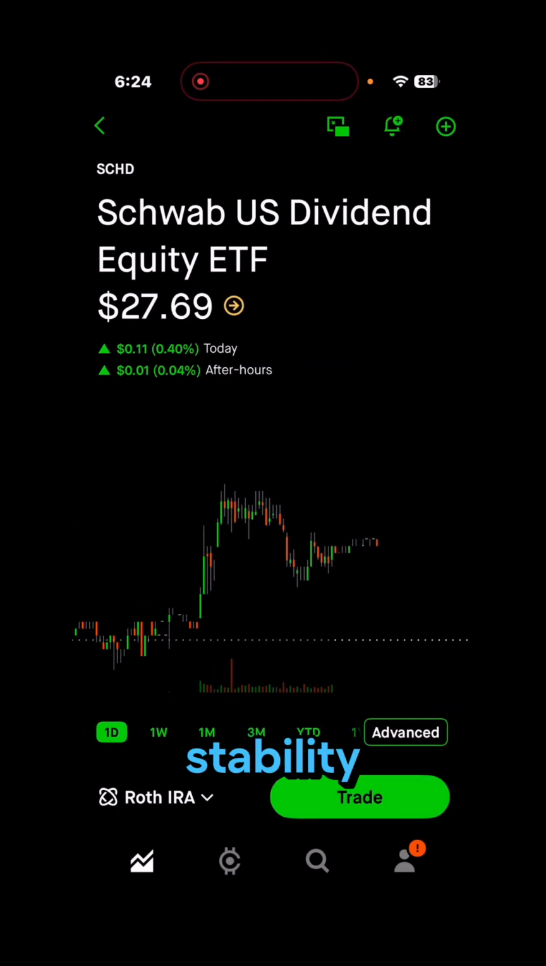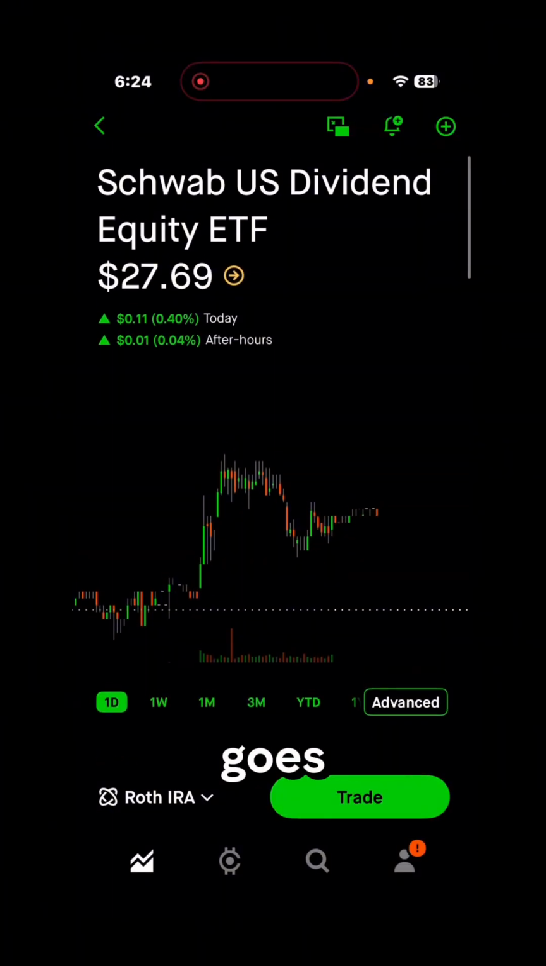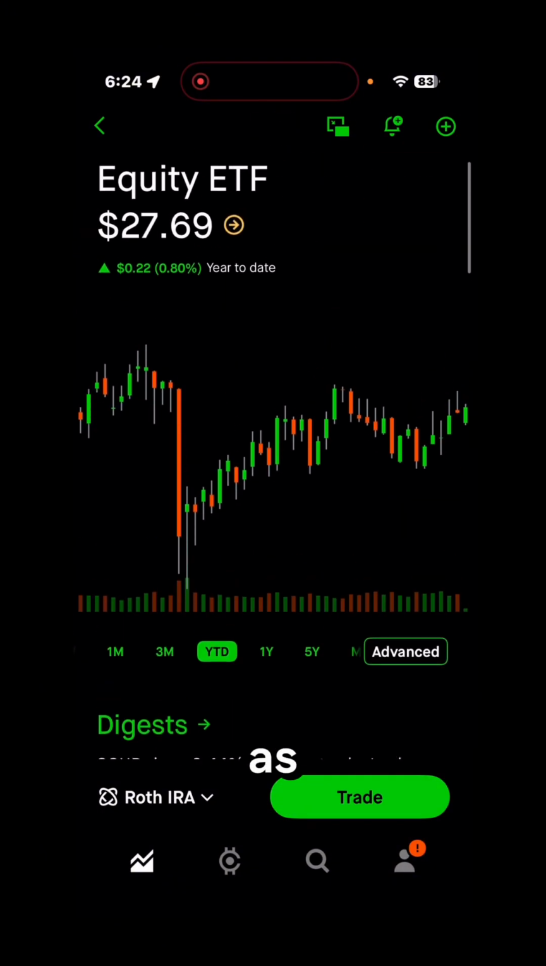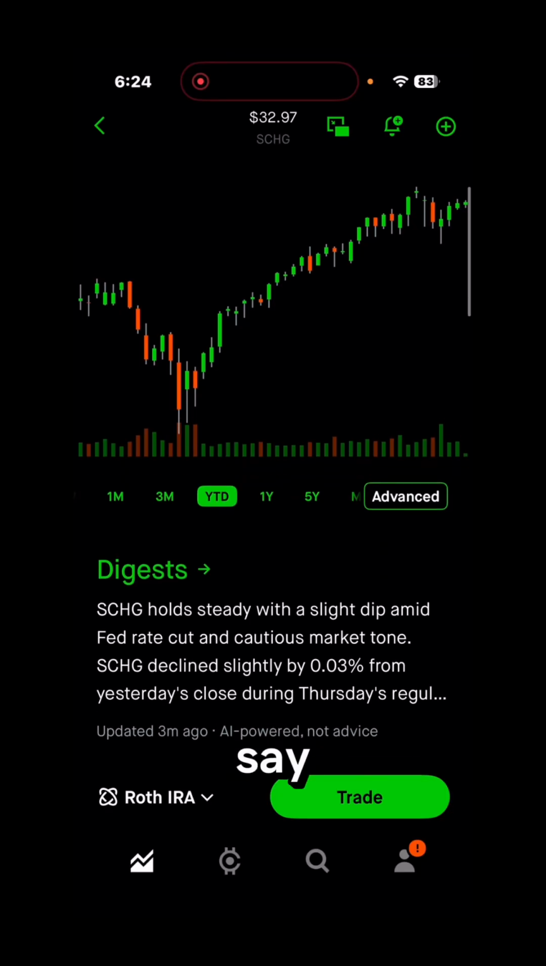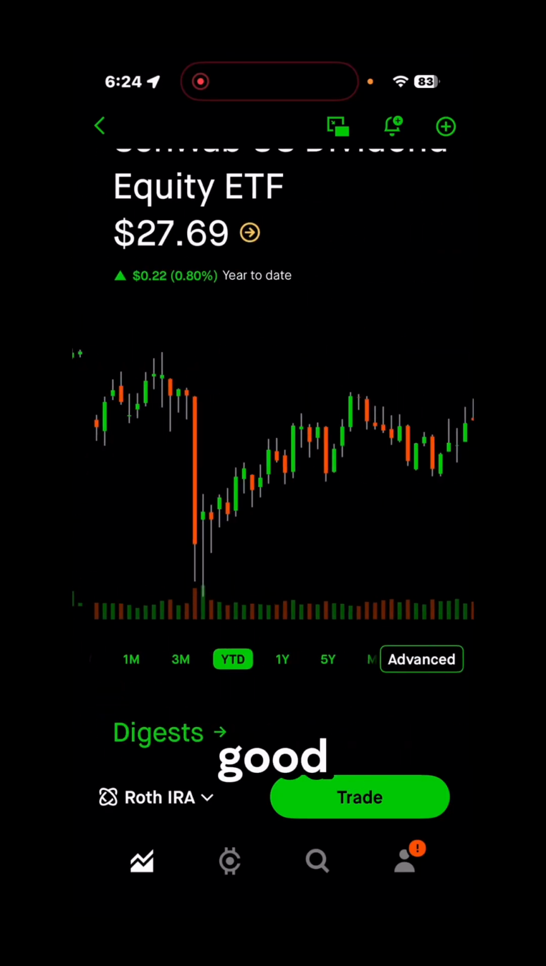As you can see, SCHD, dividend stability, is gonna make me feel comfortable when the market goes down. If I was more risk inclined, I could make this into something growth wise, or just put it into VOO, but I like the stability that it has. As you can see, growth, what more can I say? Beating out the S&P 500, so it's good.